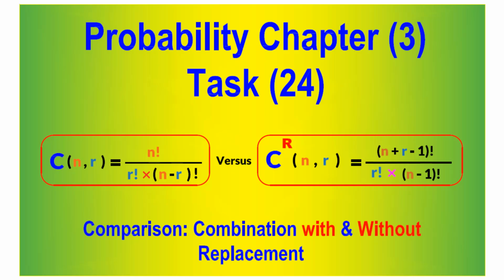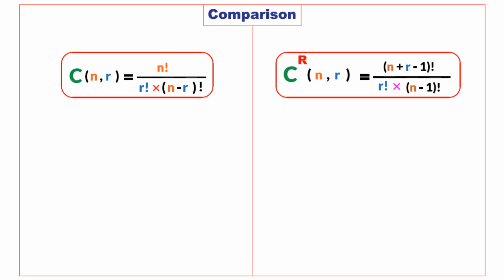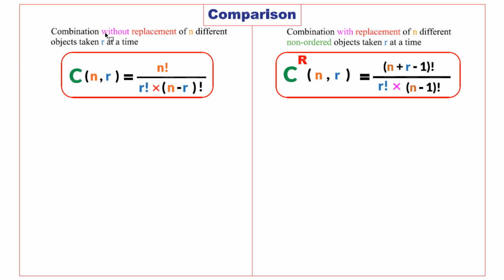In this video, we are going to compare between combination with replacement and combination without replacement. So here we have the formula of combination without replacement, and here we have the formula of combination with replacement. So let us start the comparison between combination without replacement of n different objects taken R at a time and combination with replacement of n different objects taken R at a time.